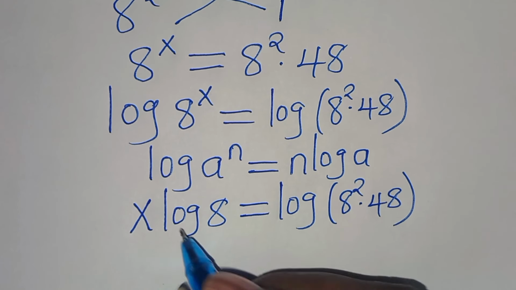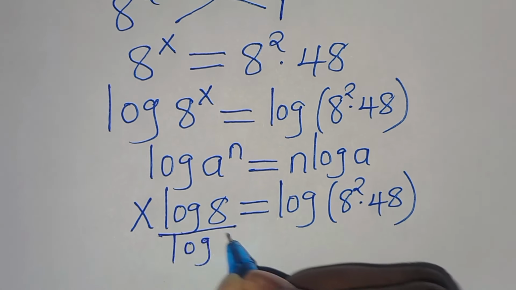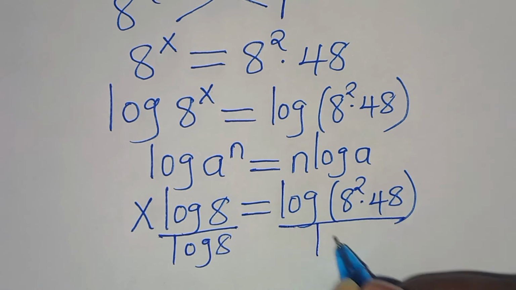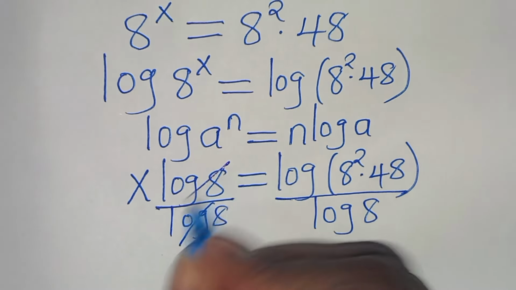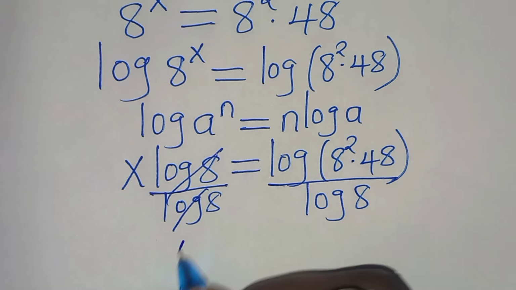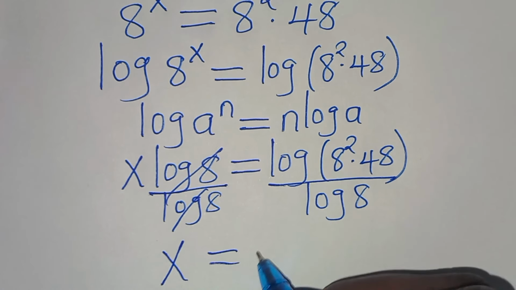The next step is to divide both sides by log 8. So we simplify log 8 and log 8 here, so that now x is equal to log of 8 to the power of 2 multiplied by 48, everything here divided by log 8. Now we have that x is equal to log 8 to the power of 2 times 48.